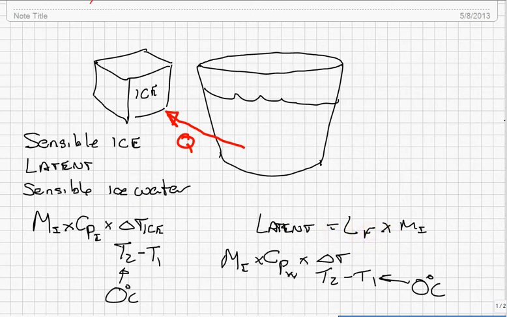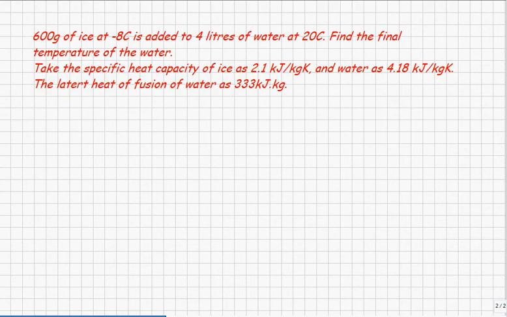So let's take a look at what that looks like in an example. 600 grams of ice at -8°C is added to 4 liters of water at 20°C. Find the final temperature of the water.